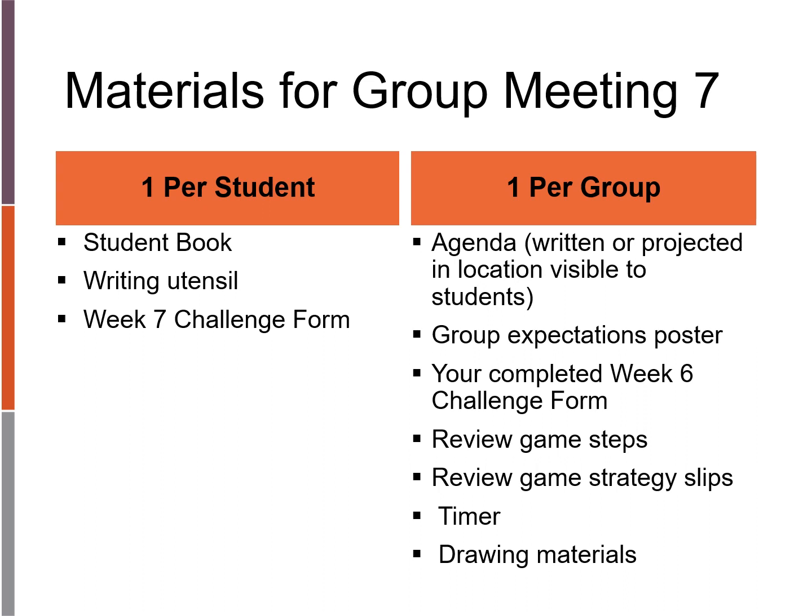For group meeting 7, students will need their student books, a writing utensil, and this week's challenge form. In order to run this group meeting, you will need the agenda, the group expectations poster, and your week 6 completed challenge form. You will also need some materials for the review game this week, including the steps for the review game, the strategy slips cut into strips, which will be placed in a container, a timer, and drawing materials.